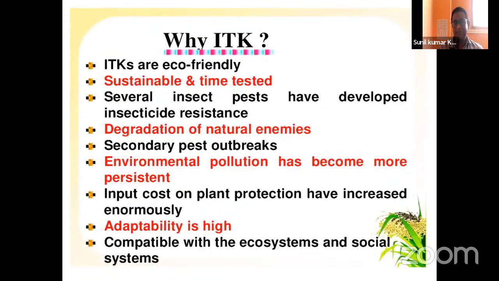Why is ITK needed? Because ITKs are majorly eco-friendly. These are people's choices of doing things based on their local resources itself. That is why it is eco-friendly, sustainable and time-tested, because it has been tested through many generations. It can provide reports on insect-based development, and it can be used for degradation of natural enemies. It can provide information on secondary pest outbreaks also. It can be used for controlling environmental pollution and for reducing the input cost of cultivation. Due to the adaptability and exposure of the farmers, their adaptability can be high, and they may form structures compatible with their ecosystem and social system itself.